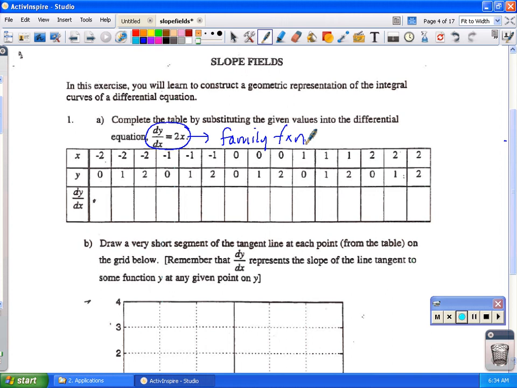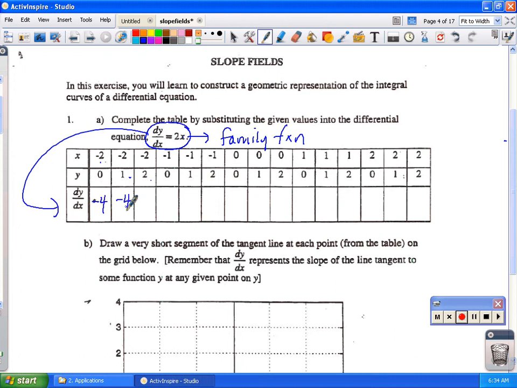What they're asking you to do is they're giving you a variety of points: (-2, 0), (-2, 1), (-2, 2), (-1, 0). And what they want you to do is to use your slope generator to find the derivative at these points. What does that mean? I'm going to substitute -2 in place of x. I'll do the first one for you, and the slope is -4. Substitute -2 in place of x, and the slope again is -4.